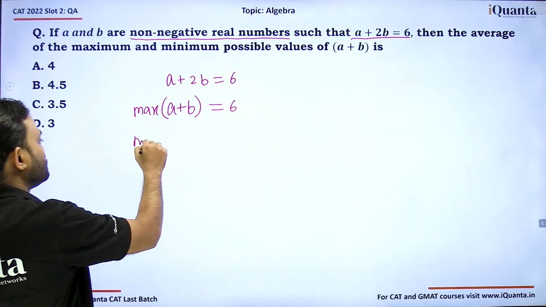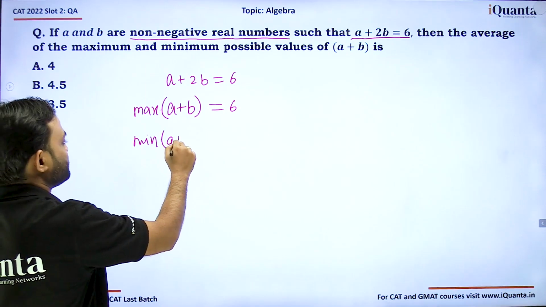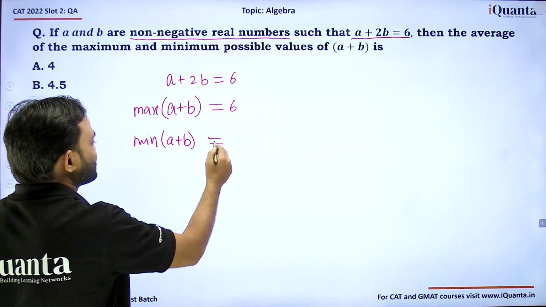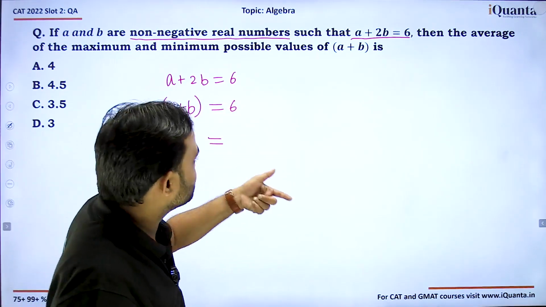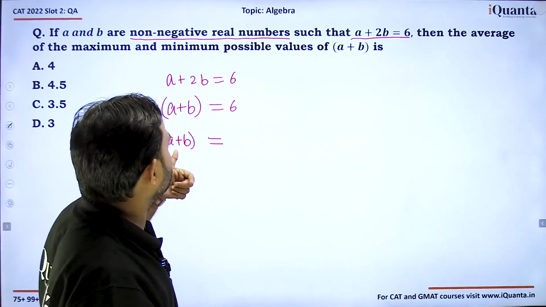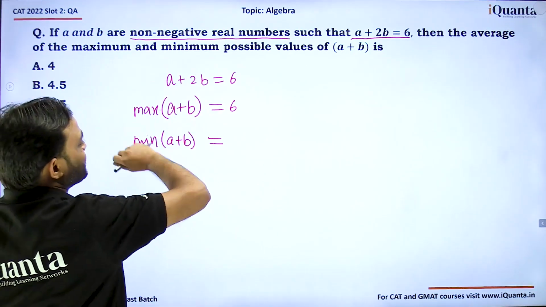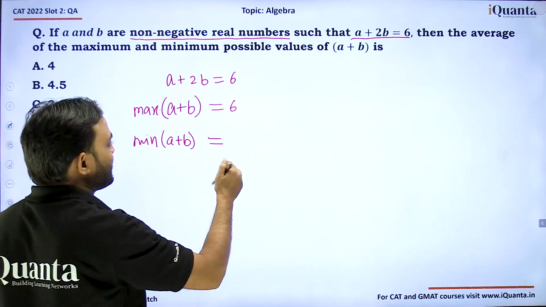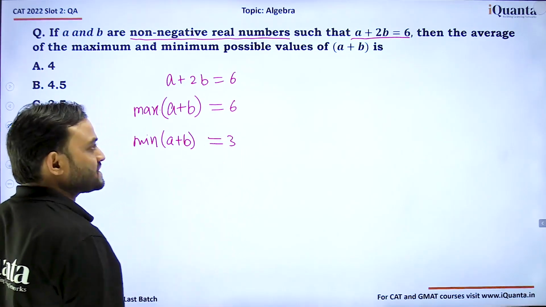If I want to minimize A plus B, then I should maximize the value of B because coefficient of B is 2 and coefficient of A is 1. So in that case we can take B is equal to 3 and A is equal to 0. So that will be 3.